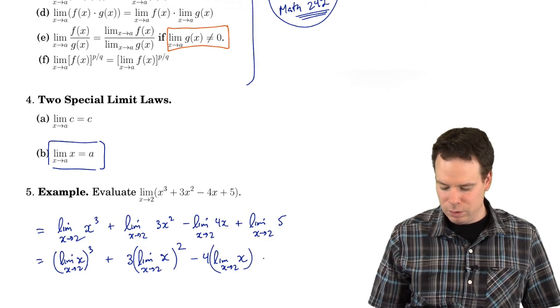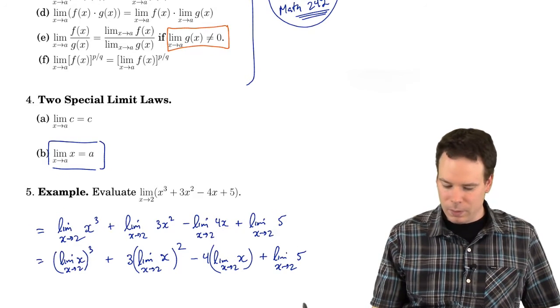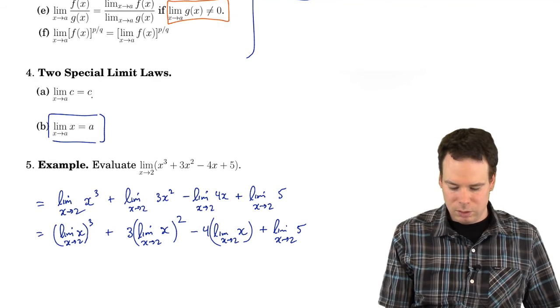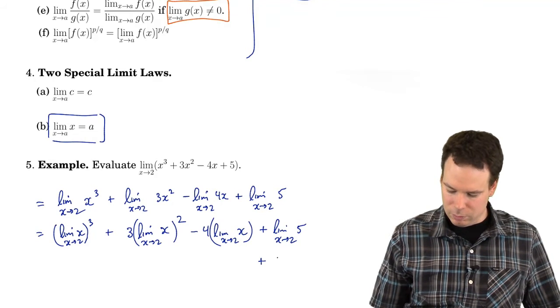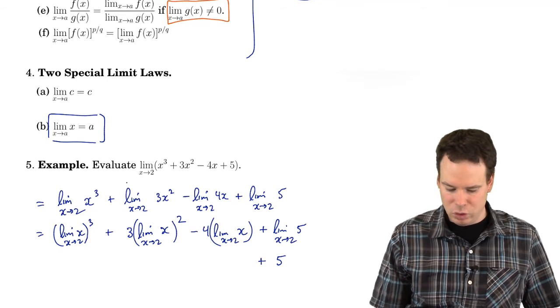So I'm just using these properties of limits that we have above. Actually, I'll leave the 5 inside. Could take it out, could leave it. Just using the properties of limits to rewrite it in this way. Now, we can use those special limits. The limit of a constant is just itself, so that means this is a 5 back here. The limit of x as x goes to a is just the value of a.